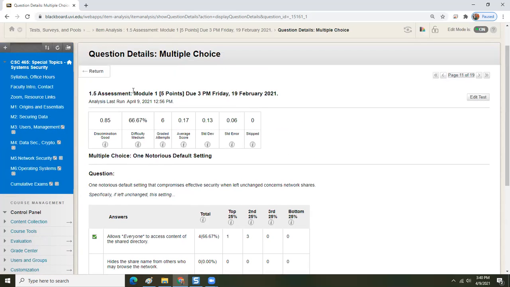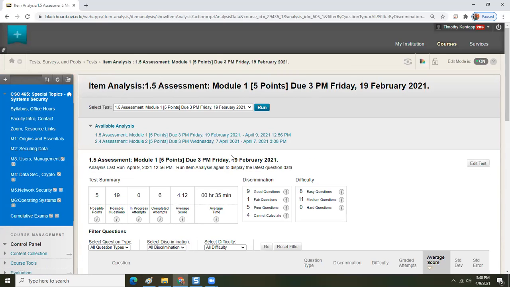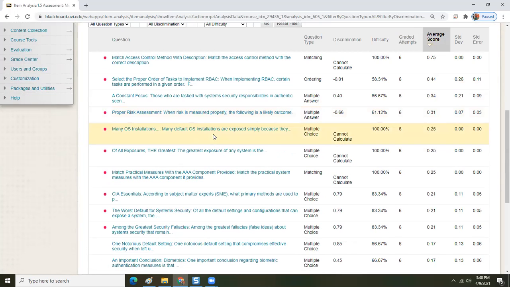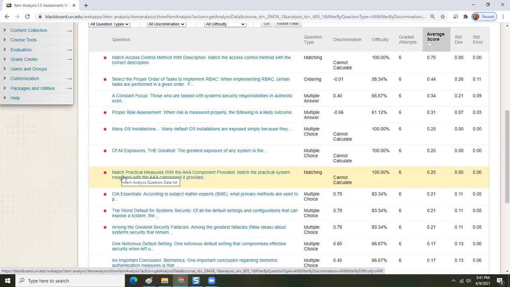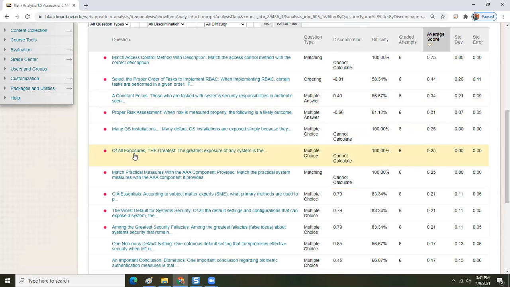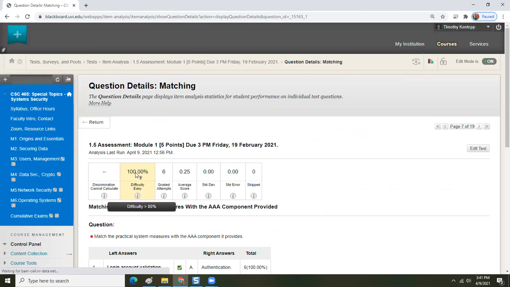I hope so. Okay. So if we roll past these items, because most everybody got these correct, this matching item was a low score, I think. Because I think matching is supposed to be a half a point. And then ordering and multiple answers. So let's look at this question.